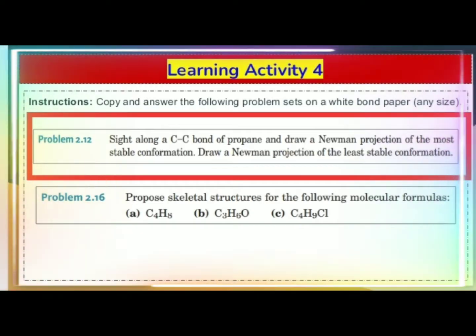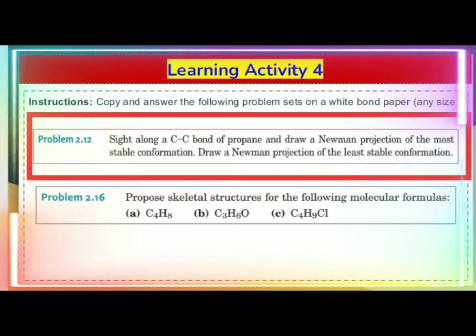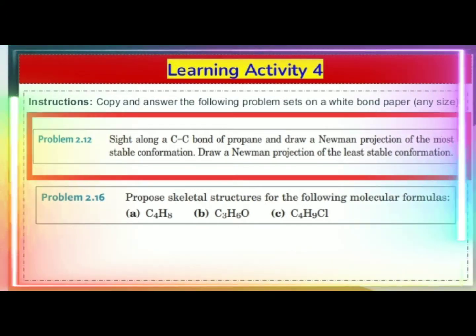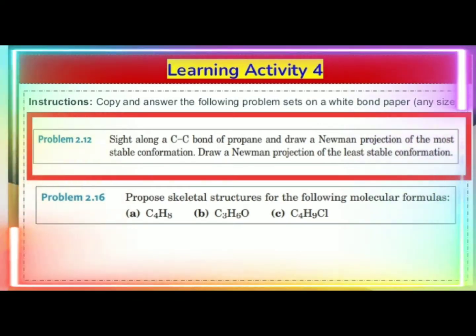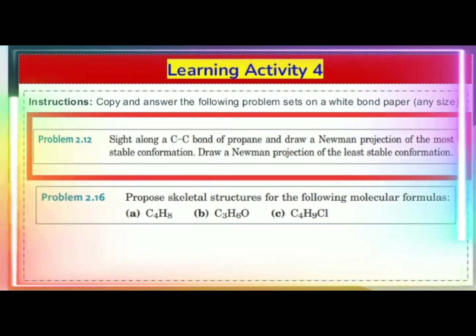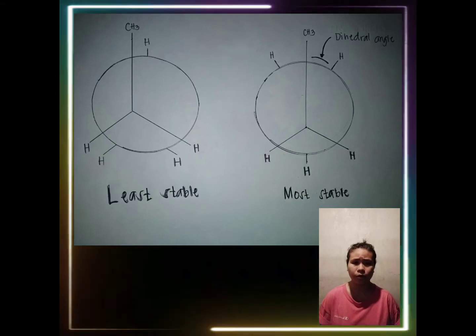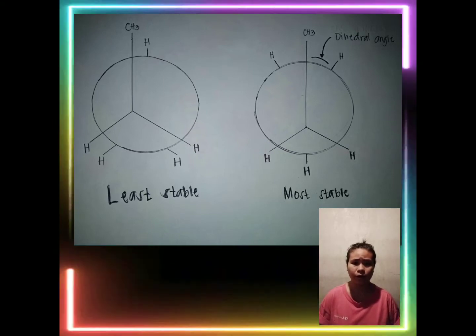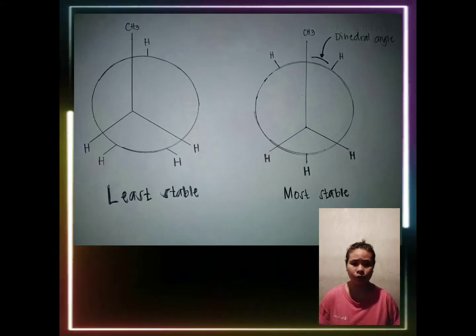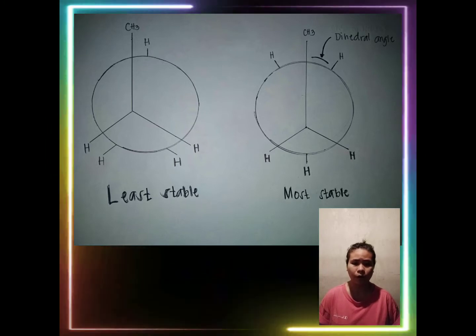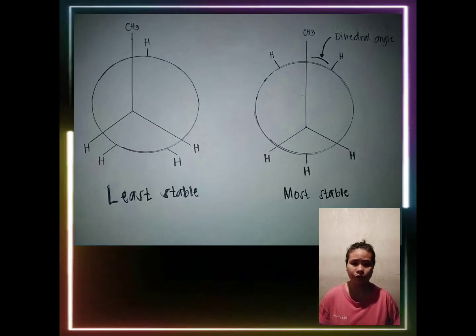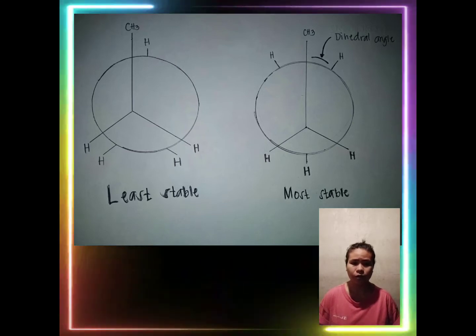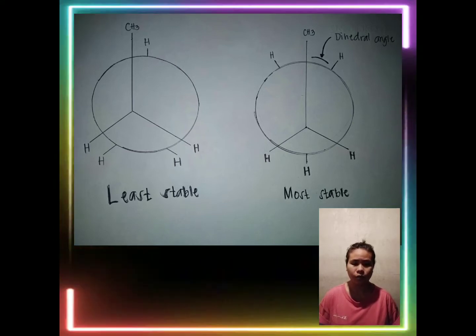Problem 2.12. Sighting along the C2-C3 bond of propane, draw a Newman projection of the most stable conformation. Draw a Newman projection of the less stable conformation. The most stable conformation of a substituted alkane is generally a staggered one, in which large groups are as far away from one another as possible. The less stable conformation is generally an eclipsed one, in which large groups are as close as possible.